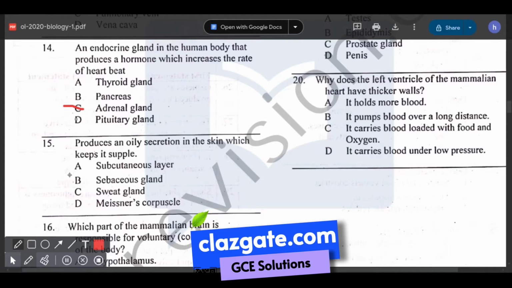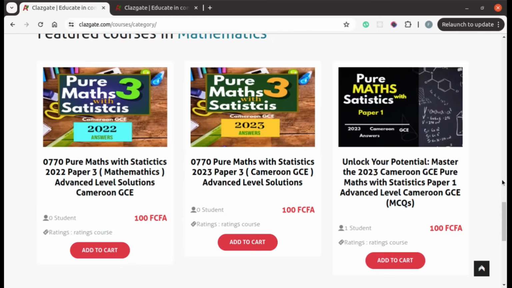And then we have question number 15. It produces oily secretion in the skin which keeps it supple. You have option A, option B, option C, and option D. The correct answer is sebaceous.